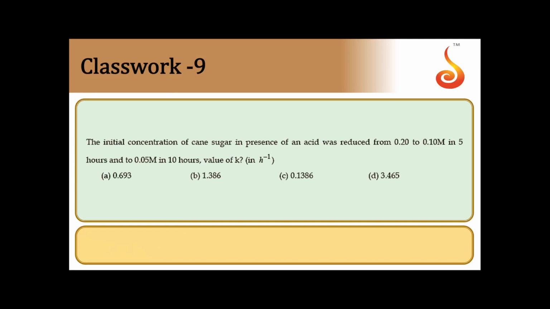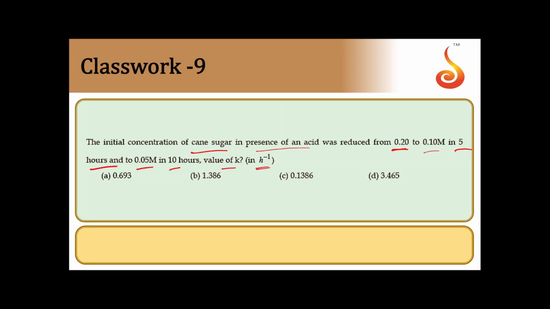Then the ninth one. Initial concentration of cane sugar in the presence of acid was reduced from 0.2 to 0.1 in 5 hours and to 0.05 in 10 hours. What is the value of K? They have given units of K as hours inverse, which implies it is a first order reaction. For a first order reaction, K is equal to 0.693 by half-life.